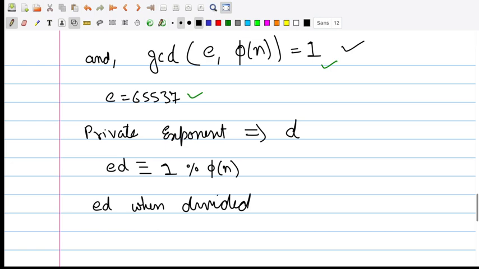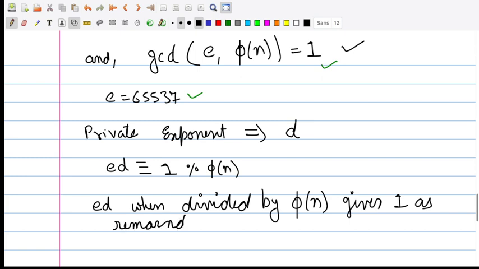This is essentially e d, when divided by phi n, gives 1 as remainder. This equation which we have written is basically this: e d when divided by phi n gives 1 as a remainder. In that way we will be able to find the value of d. In practice we use the extended Euclidean algorithm in order to find d. I will make a separate video to understand the extended Euclidean algorithm, but for now, let's move forward.